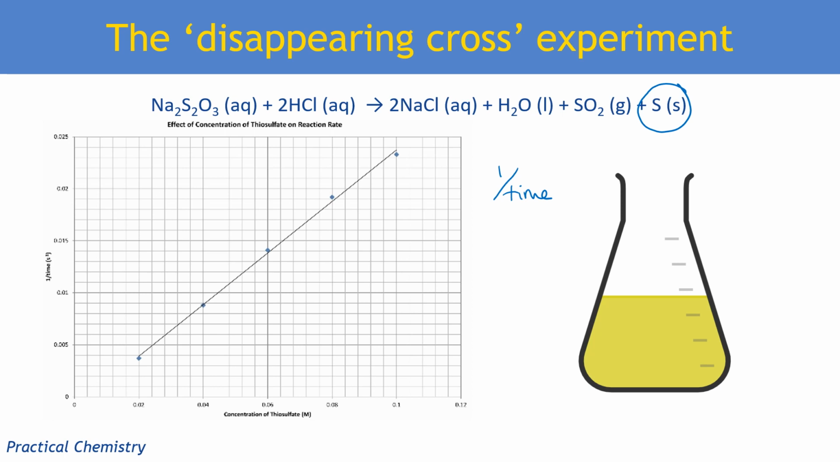It doesn't matter because the important thing is that I can see from this graph that the concentration of thiosulfate is directly proportional to the rate, and therefore this is first order with respect to the thiosulfate concentration.